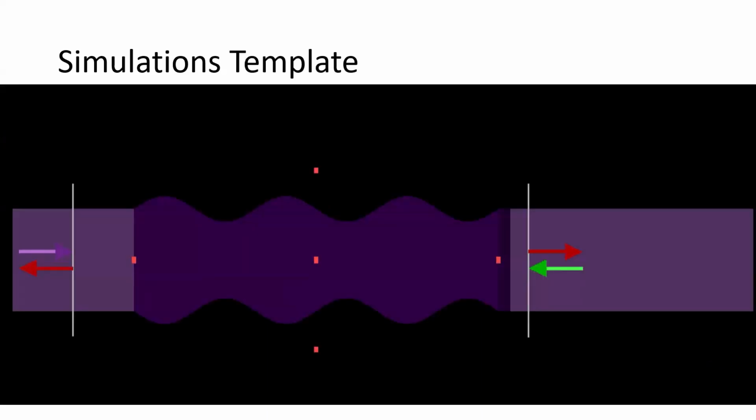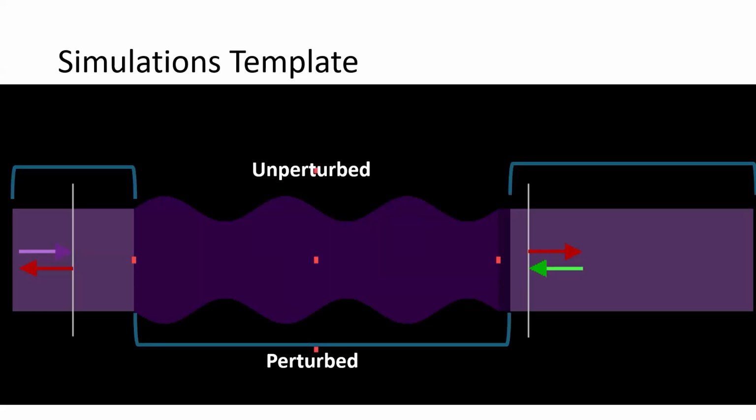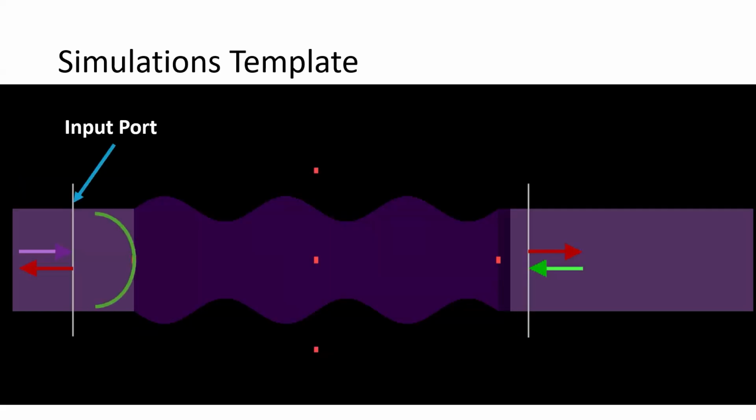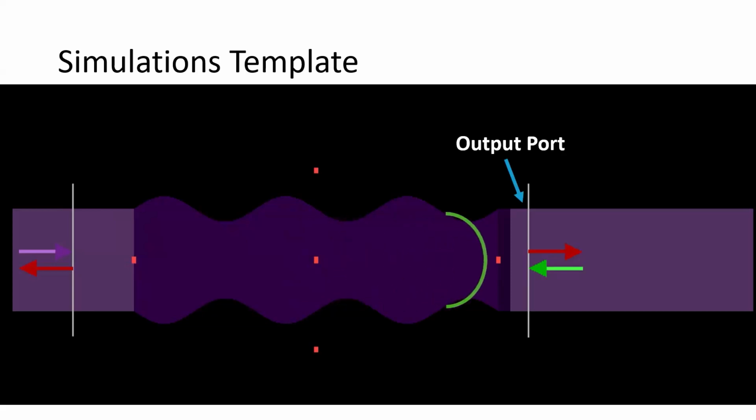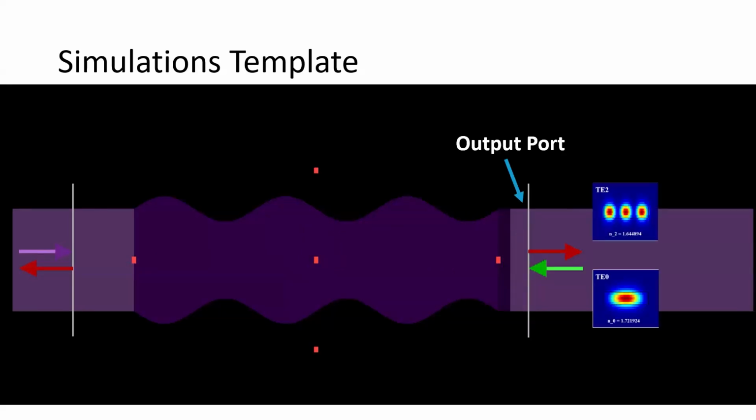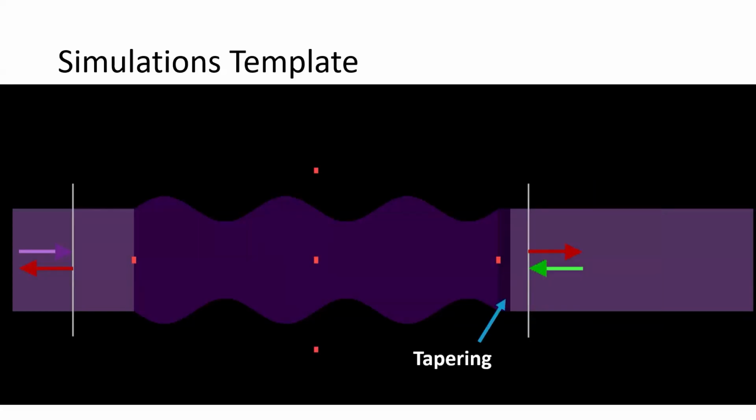So I use Lumerical here to simulate the evolution of our E field over time. Here's the basic framework I use for such a simulation. We start off with our perturbed waveguide and our unperturbed sections, an input port which sends light through the waveguide, and an output port which takes in the output light and breaks it down into its modal components. I also have a little tapering here to smooth out sharp edges that might exist due to non-integer numbers of periods, which might cause backscattering.